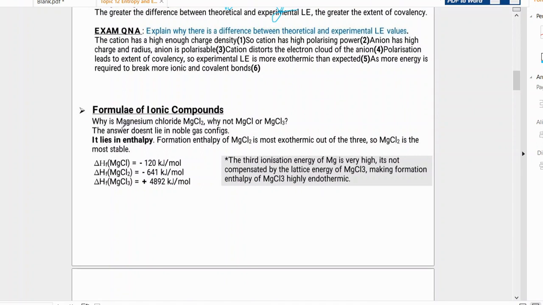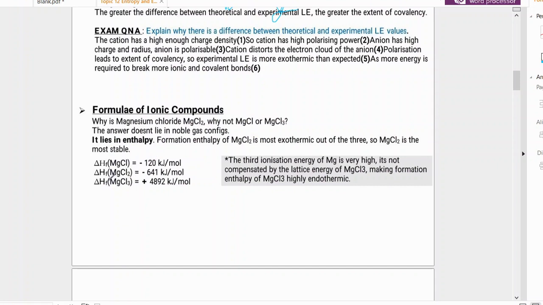Formula of ionic compounds. So ask yourself the question: why is magnesium chloride MgCl2? Why is it not MgCl or MgCl3? Does the answer lie in noble gas configurations? Does it lie in how many electrons you can lose when you have an octet, whether you have an octet or not? No, no, no. The answer does not lie in octet formation. The answer lies in enthalpy. So the formation enthalpy of MgCl2 is the most exothermic out of the three. So MgCl2 is the most stable.